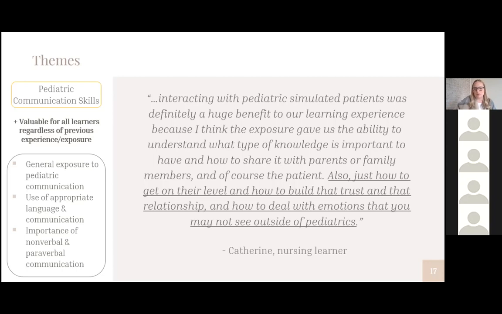And again, here's a comment by Catherine, a nursing learner, who identified that interacting with pediatric simulated patients was beneficial, just to learn how to get on their level, how to build that trust and relationship, and deal with emotions that you might not see outside of pediatrics. So again, just how important pediatric simulated patients are to creating or enhancing an approach to pediatric care and communication that they might not have otherwise been exposed to.